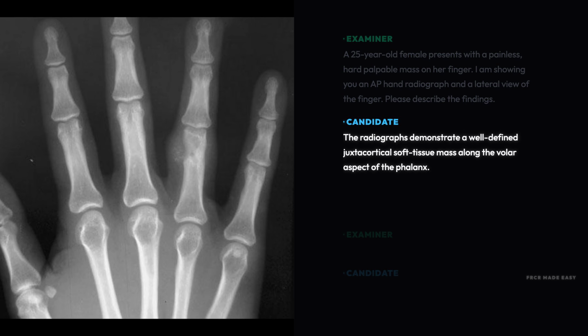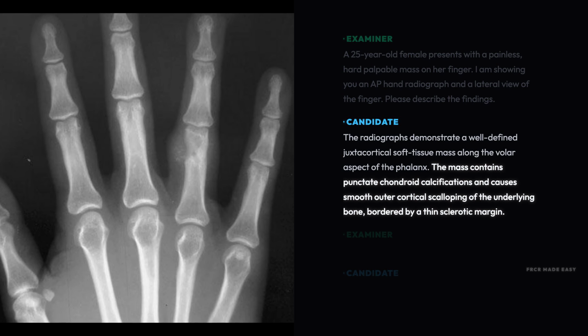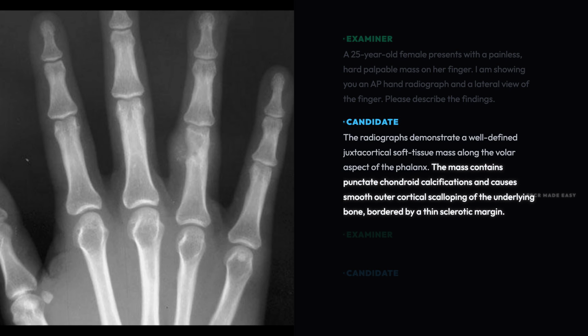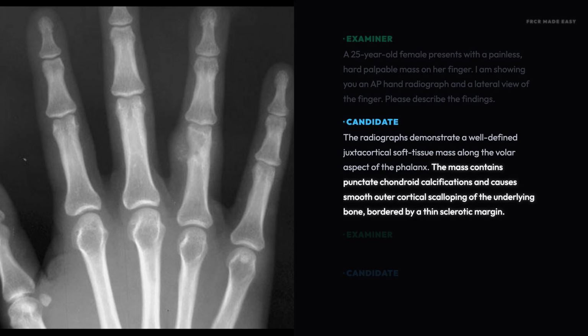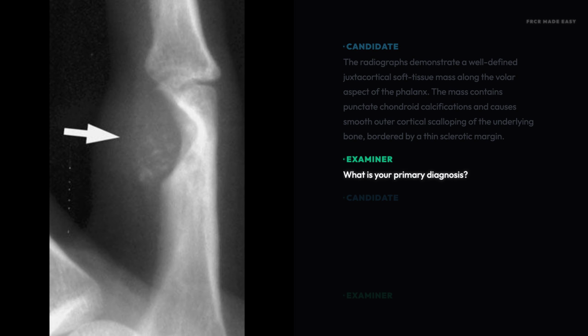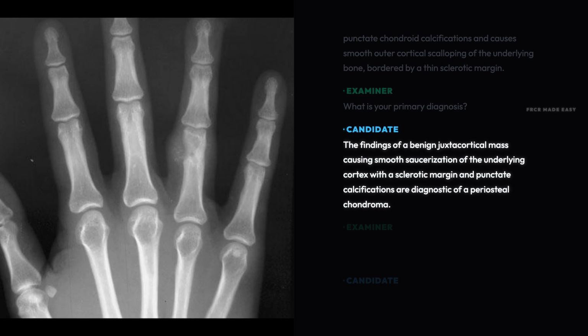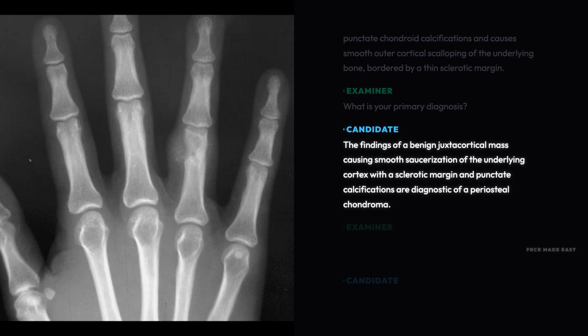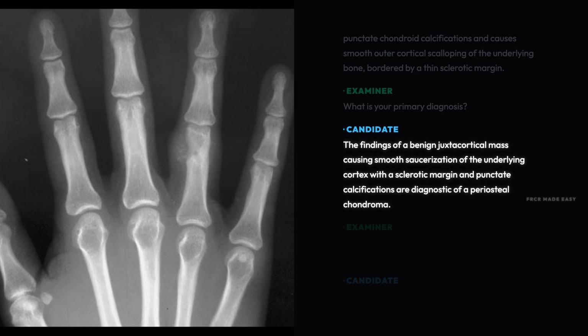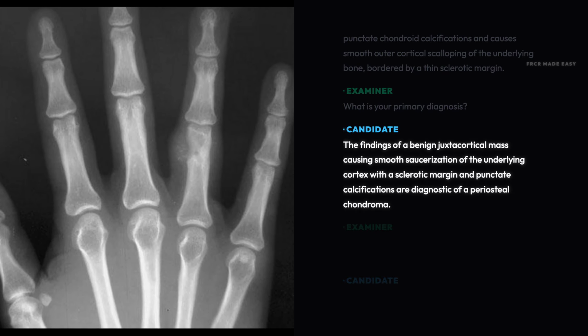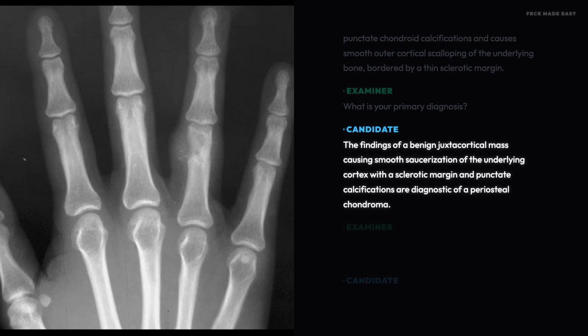The mass contains punctate chondroid calcifications and causes smooth outer cortical scalloping of the underlying bone, bordered by a thin sclerotic margin. What is your primary diagnosis? The findings of a benign juxtacortical mass, causing smooth saucerization of the underlying cortex, with a sclerotic margin and punctate calcifications, are diagnostic of a periosteal chondroma.